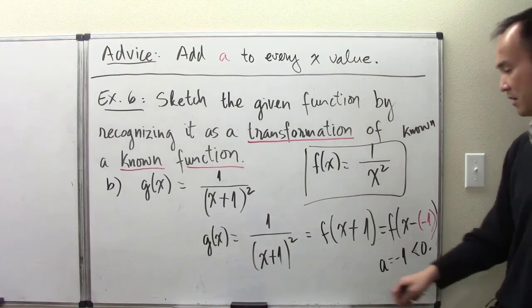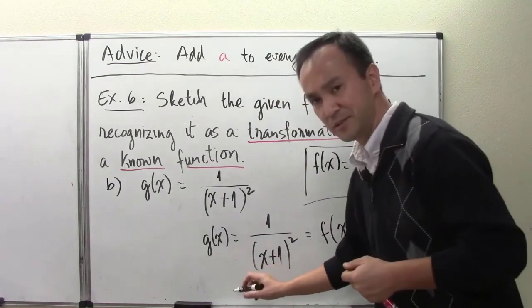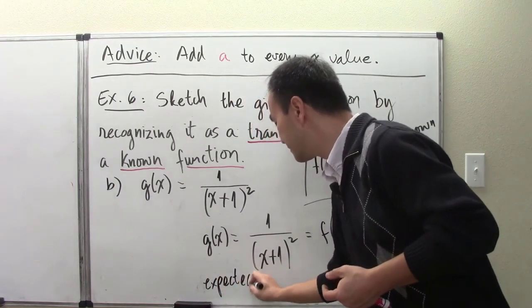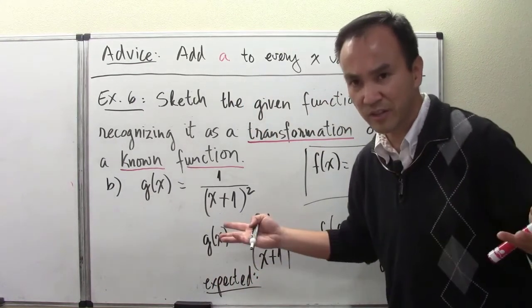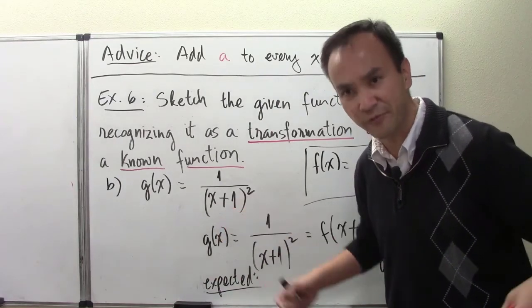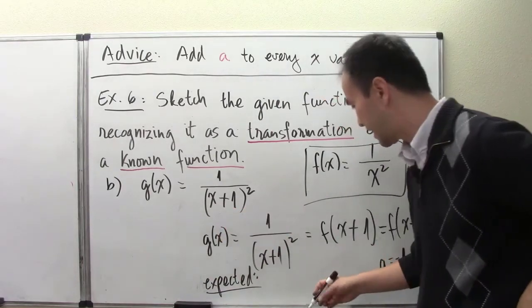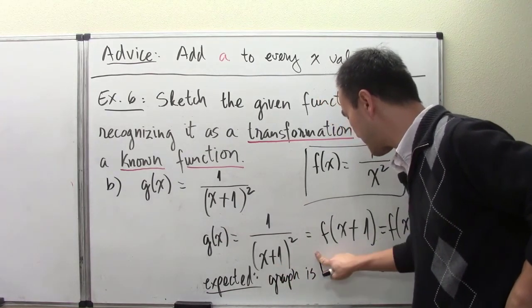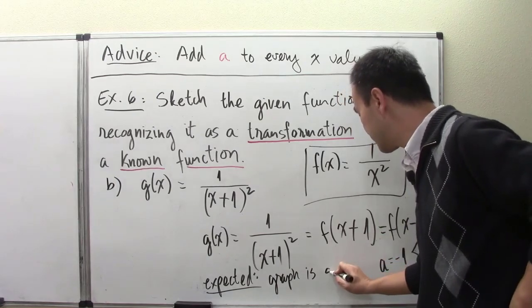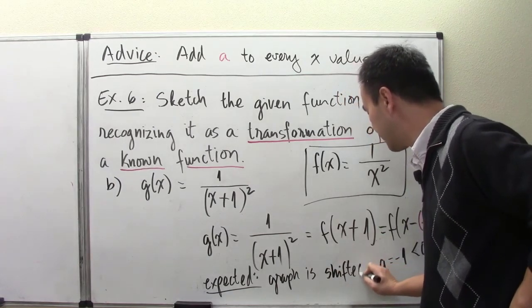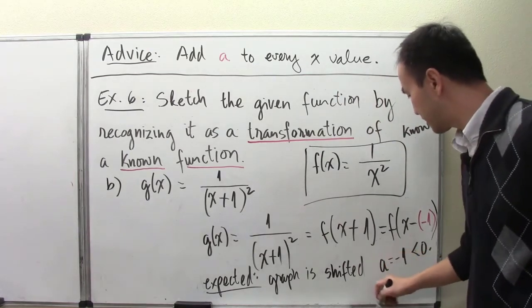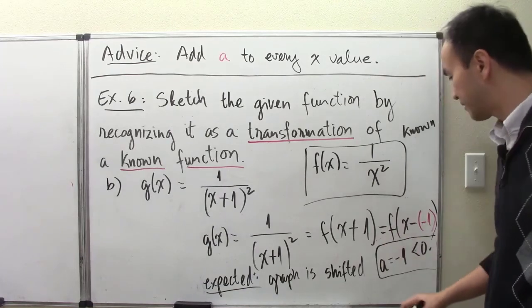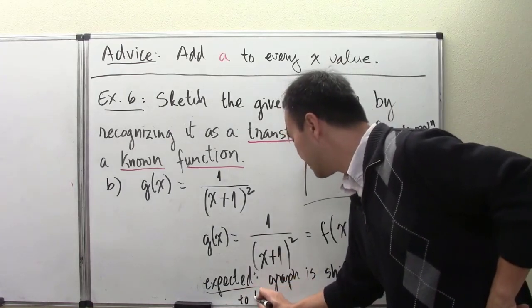All right, so now after all that, let's throw in some expectation. With what we're expecting, I'm not even worrying about the graph right now yet. What is expected here is that the graph is shifted. Where are we shifting it? The graph is shifted to the left-hand side. After taking that little note right here, the graph is shifted to the left.